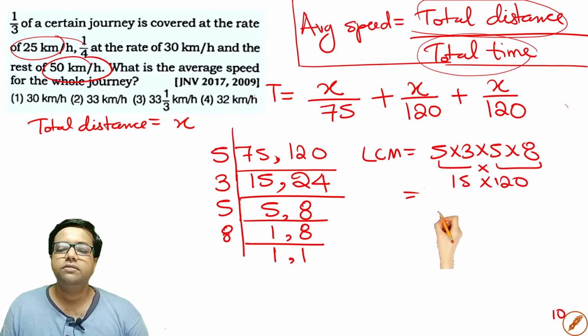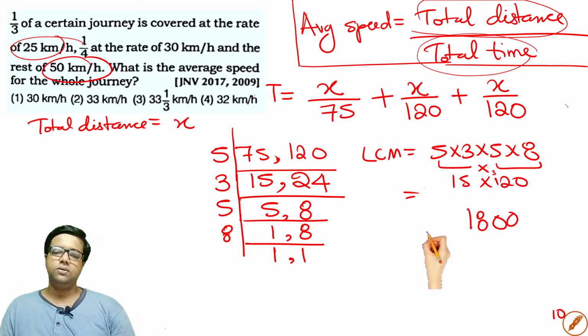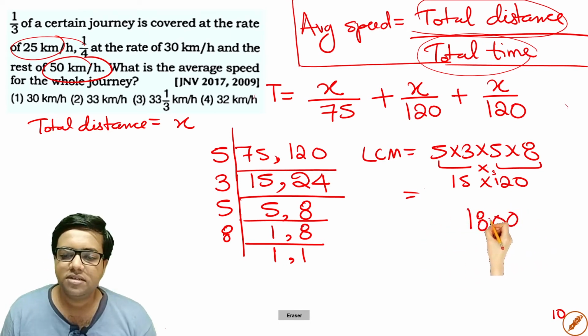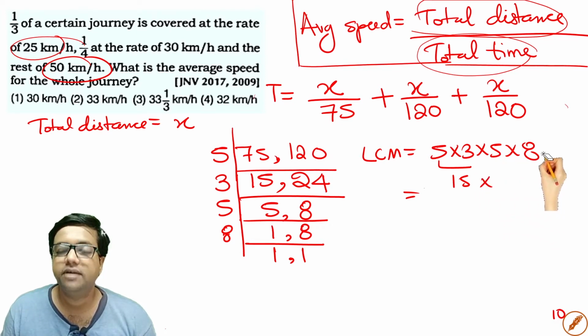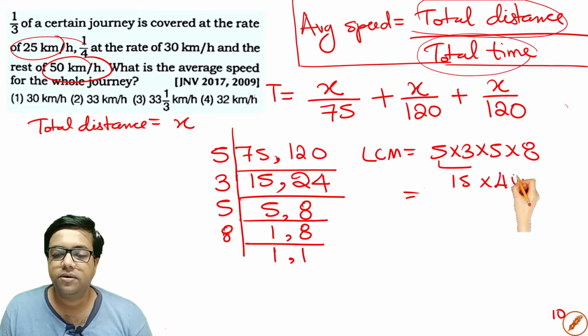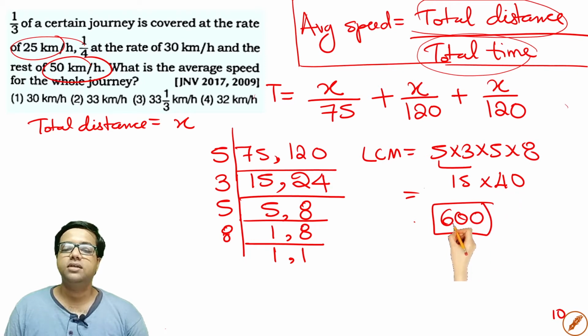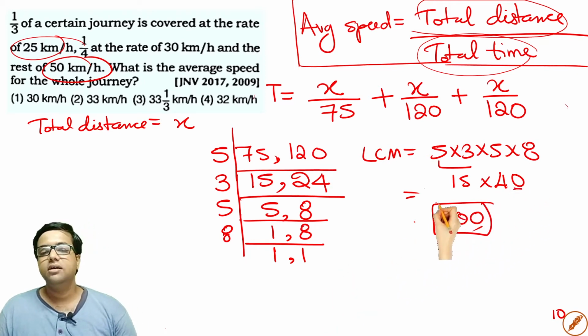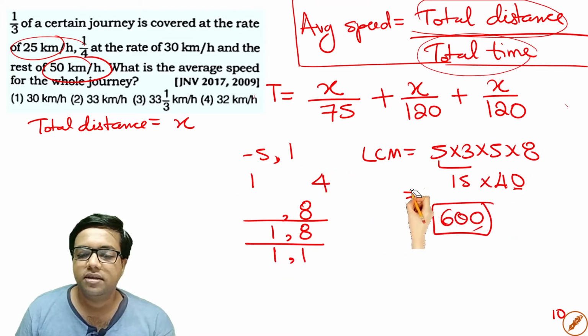5 3s are 15 into 5 8s are 40. So 15 into 120 will give you what? No, I'm sorry. What am I doing? This is not 15 8s are 120. It is 5 8s is 40. Okay. This will be 600. 15 4s is 60 and one more 0, 600. So the LCM is going to be 600.